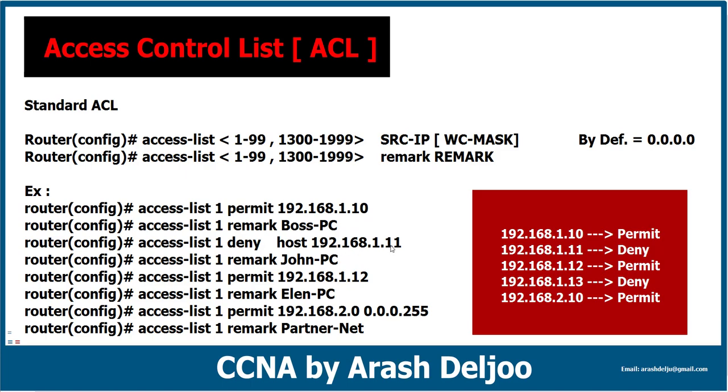You know that in the old versions of IOS, it was mandatory that you configure the host keyword, but in the newer versions we can omit the host, and the default wildcard mask is quad 0. And this is the remark, access-list 1 remark John PC, for example. Access-list 1 permit 192.168.1.12, and access-list 1 remark LM PC, for example.